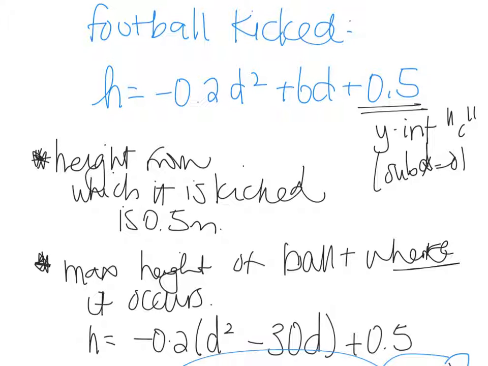We also could have found the maximum height and when it occurs by finding the roots first and averaging them to get the vertex. Remember, whenever we're asked for maximum anything, we're finding the vertex. The maximum is the y-coordinate, and when it occurs is the x-coordinate.